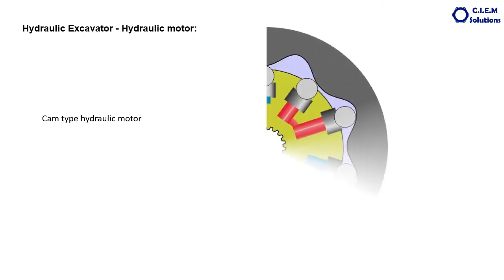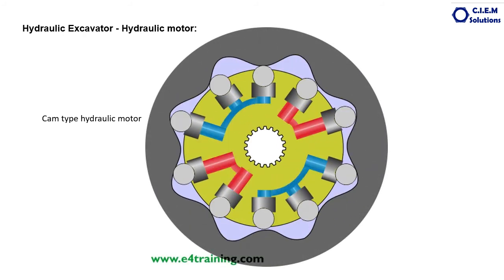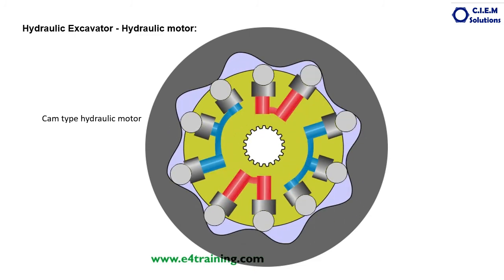And while 90% to 95% of the excavators are fitted with the bent axis or the swash plate axial piston motors, we can see some machines fitted with another type of motor which is called the cam type of motor. The cam type of motors can be seen in the Poclain machines. Poclain is the company which manufactures hydraulic excavators.